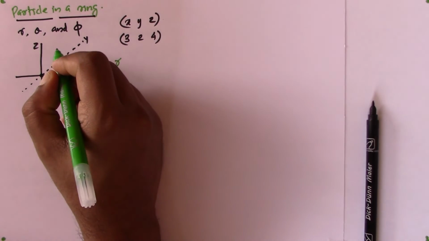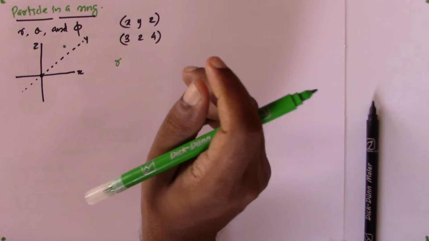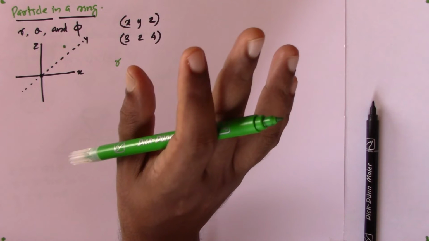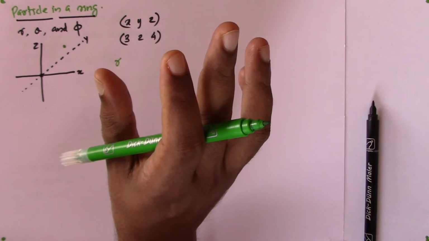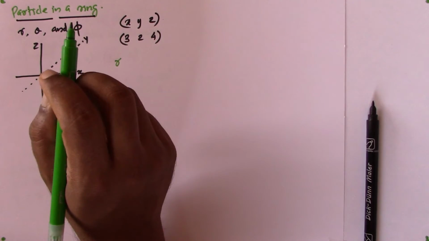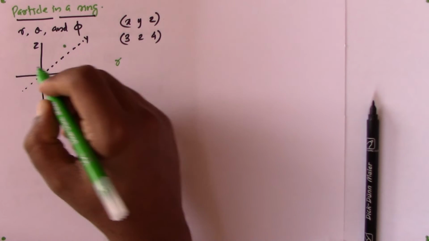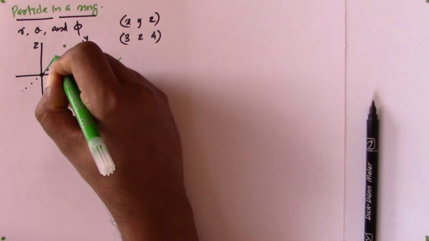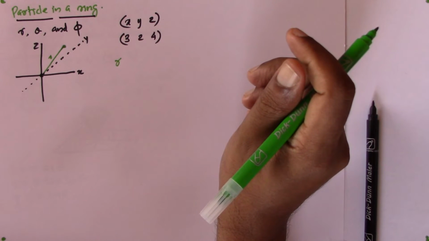So let that point be somewhere here. This is the point. Suppose you just pretend that we already know that point even before giving the coordinates, and this is the point that we have to locate. So we say that it is at a distance of r from the origin. See, this is r. This is at a distance of r from the origin.